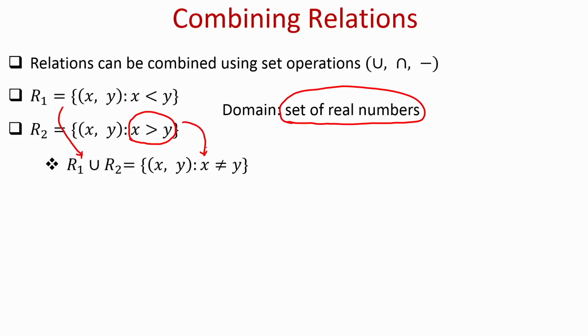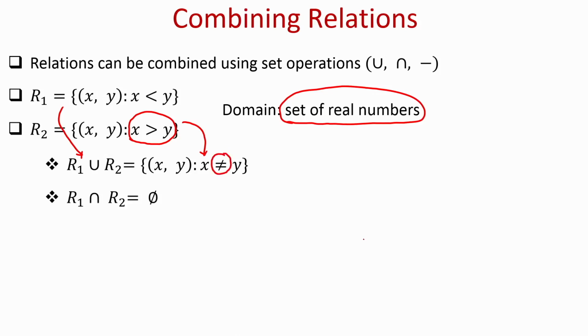So, one way of describing the union of the two relations is that it has all x, y pairs where either x is less than y or x is greater than y. But if we want to state the same thing in a compact way, we can say that it has all x, y pairs where x is different from y.